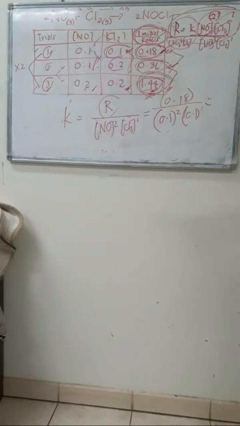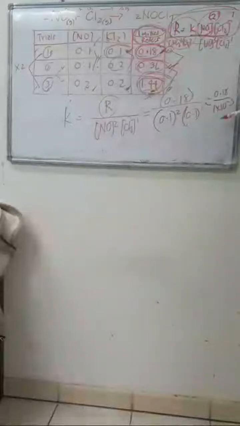Times 0.1 is equal to 1 times 10 to the negative 3. So 1 times 10 to the negative 3, and 0.18, like that. And then 0.18 divided by that, always 180.